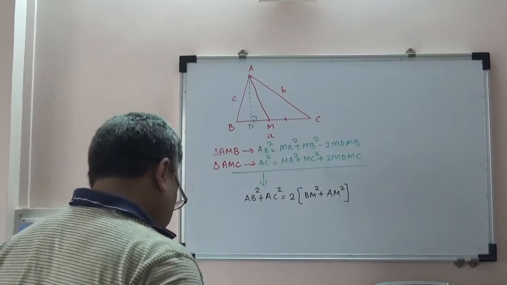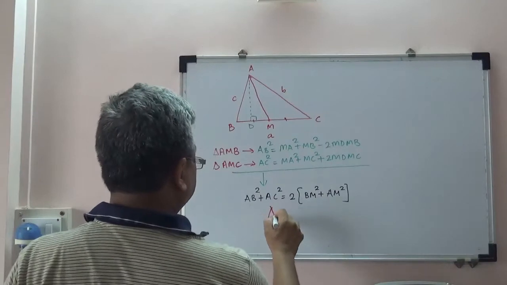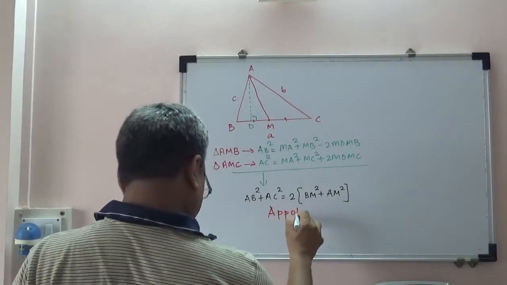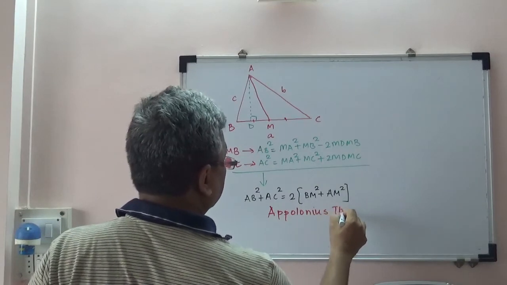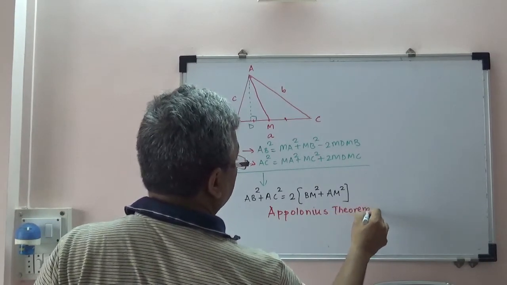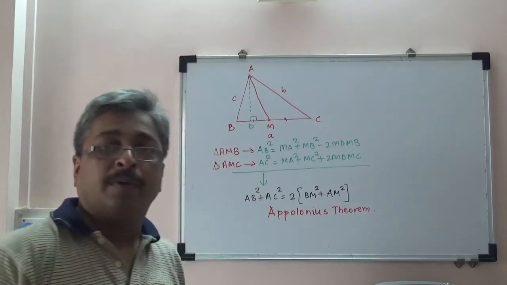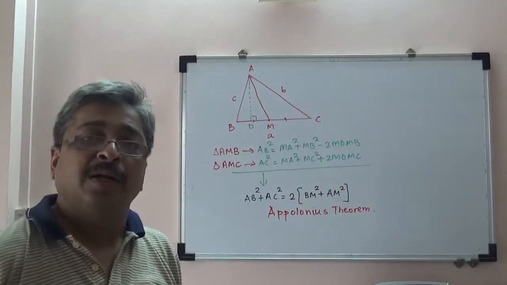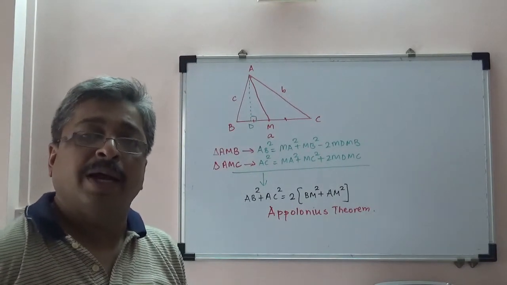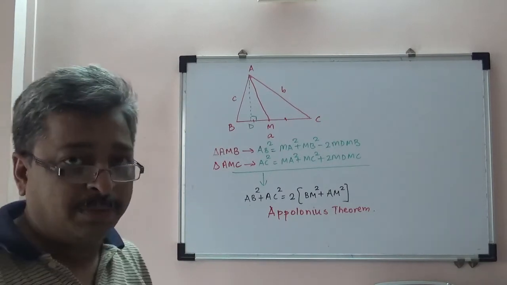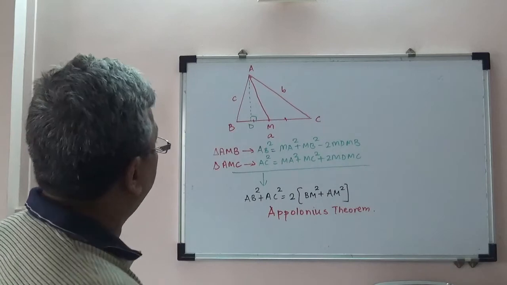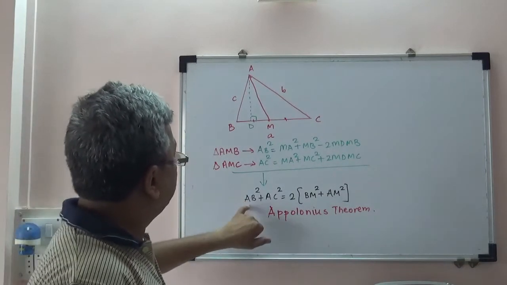This is Apollonius theorem, and it needs to be remembered. The proof is very interesting: an extension of Pythagoras theorem, and an application of the extension of Pythagoras theorem 2 times to any triangle to get Apollonius theorem. Now here AB is known, AC is known.